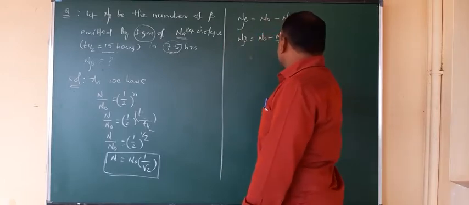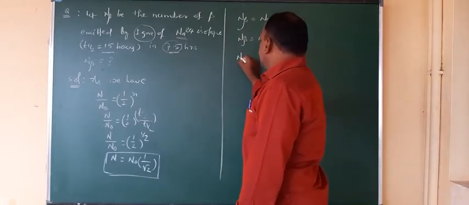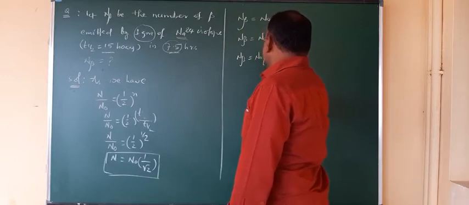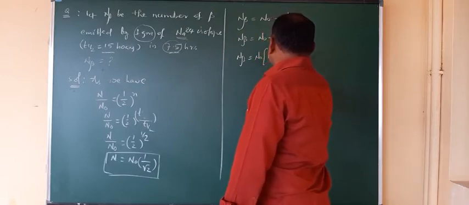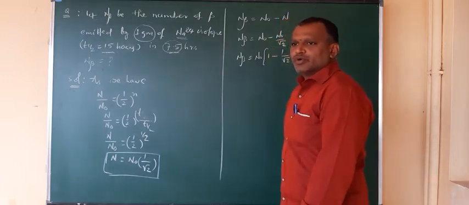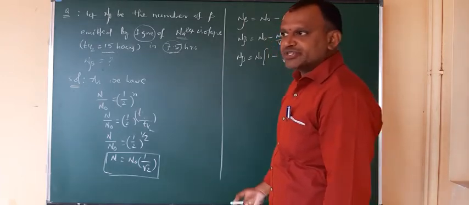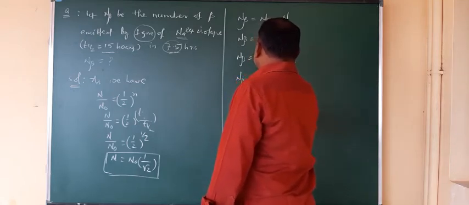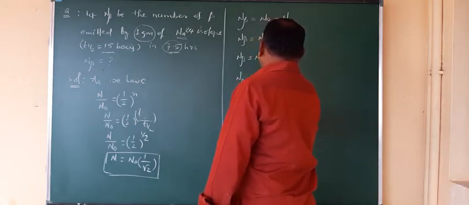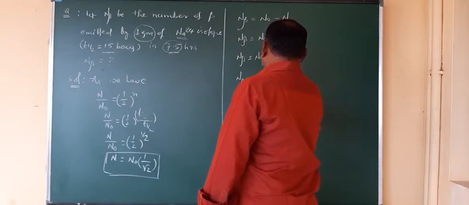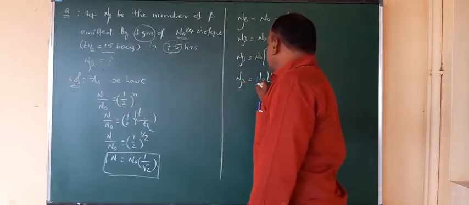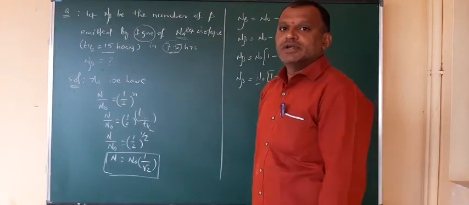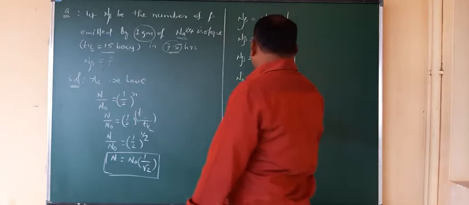Now let's calculate this. N beta is equal to N naught, taking N naught common, into 1 minus 1 upon root 2. 1 by root 2 is 0.707, so I can write N beta is equal to N naught into 1 minus 0.7. So what is N naught? N naught is the initial number of nuclei present in that 1 gram of sodium isotope. How can we calculate this N naught?